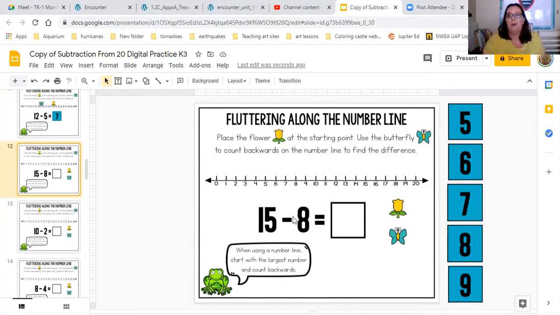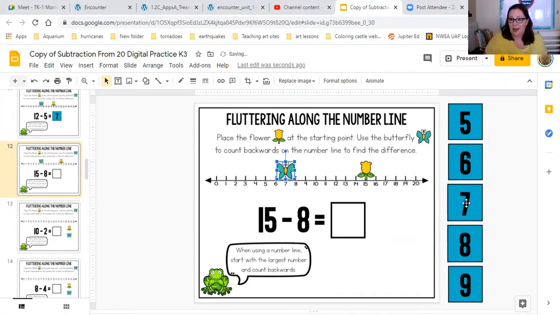So 15 minus 8. Let's put our flower on the 15. We're going to use our butterfly to count back 8. 1, 2, 3, 4, 5, 6, 7, 8. So 15 minus 8 is 7. We landed on 7.